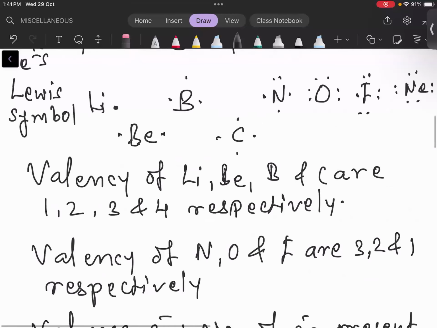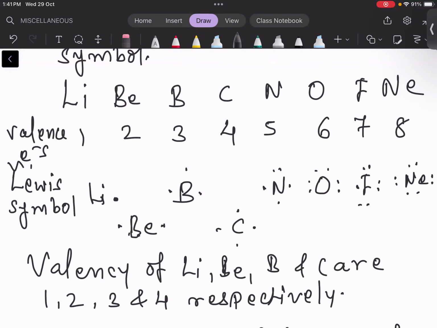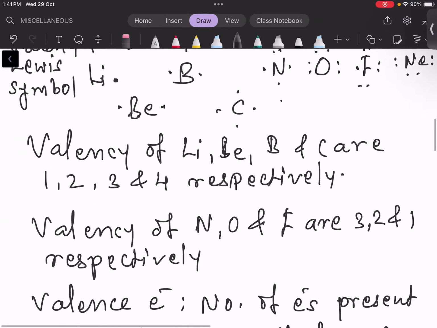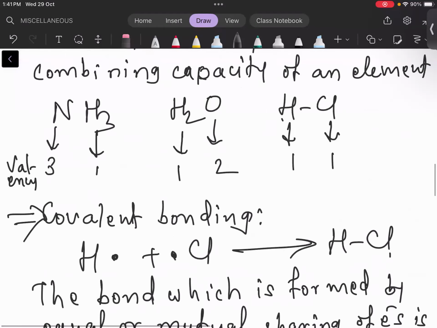Okay, in this case, I'll make one more column. The valency of lithium is 1, beryllium is 2, boron is 3, carbon is 4. From nitrogen onwards, valency is 8 minus the number of valence electrons. So 8 minus 5, valency is 3. 8 minus 6, 2. 8 minus 7, 1. 8 minus 8, 0. Understood now? Yes or no?